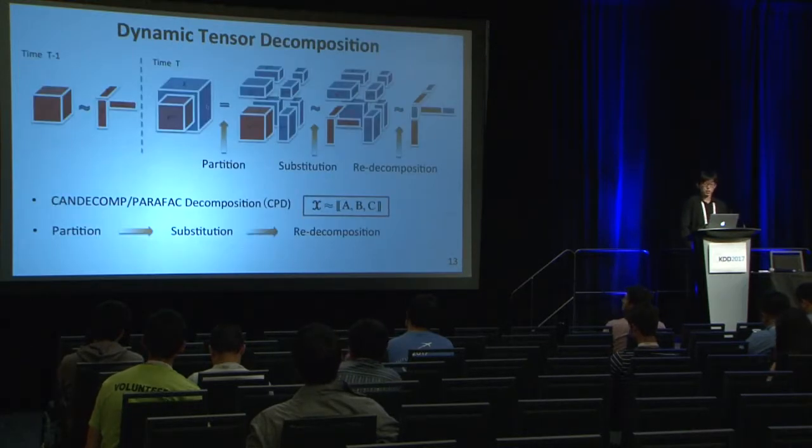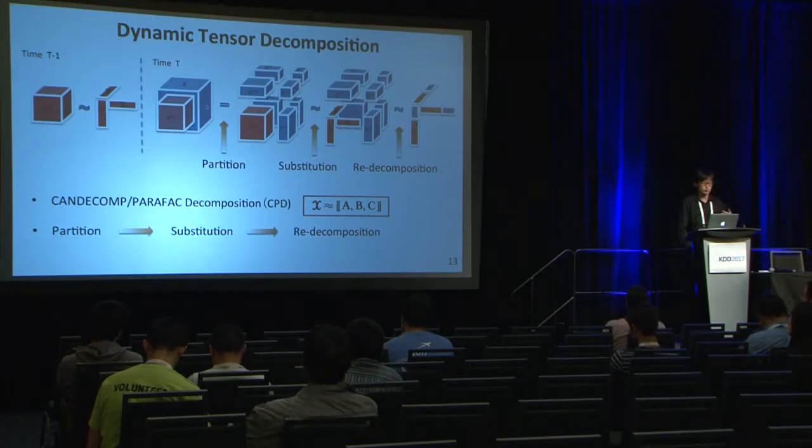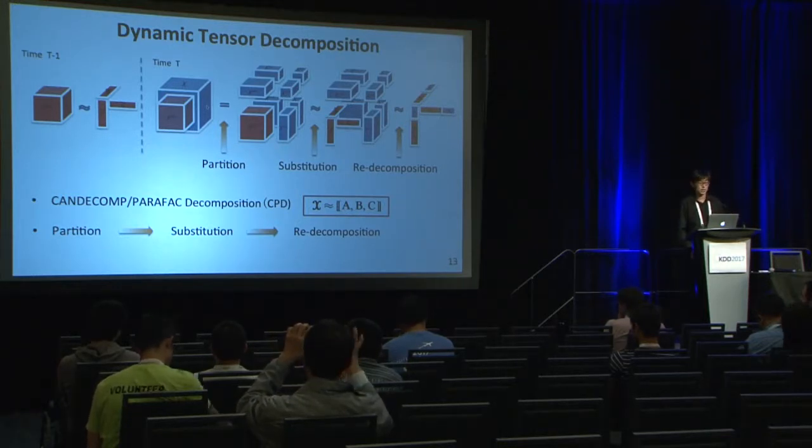So then let me introduce my dynamic tensor decomposition model. This model is based on the CP decomposition. The CP decomposition is a very commonly used model in tensor data analysis, which aims at decomposing a high-order tensor into several low-rank matrices. For example, for a 3-order tensor X, we can decompose it into 3 matrices A, B, and C.